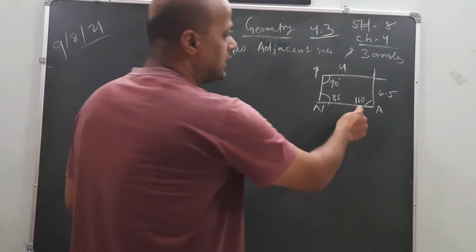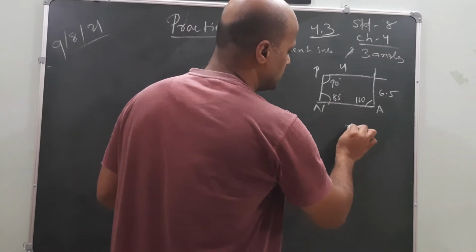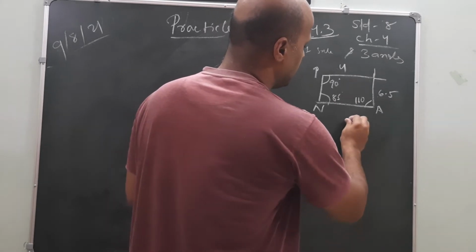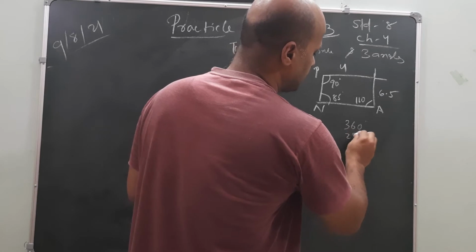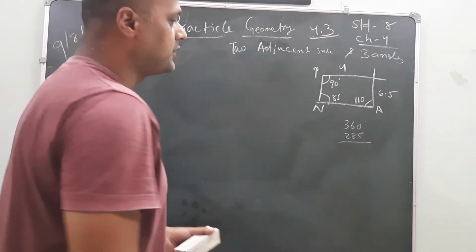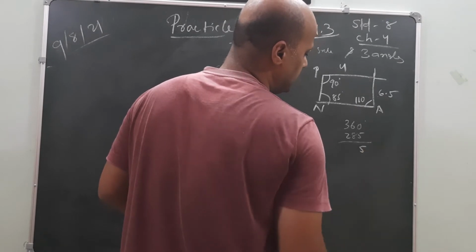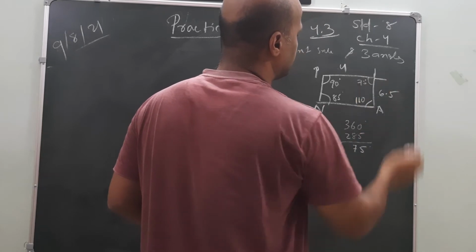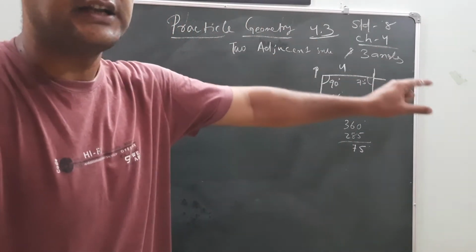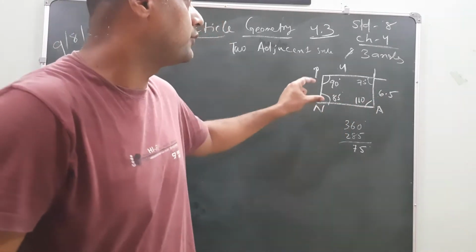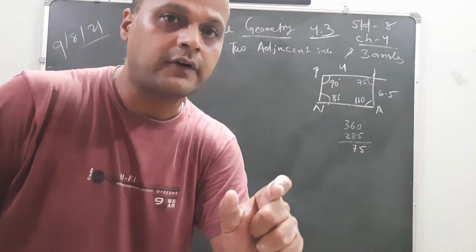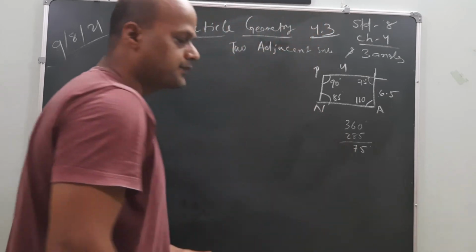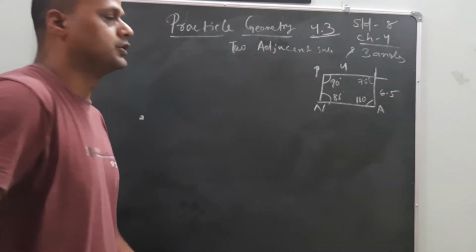How much? 110 plus 90 degree. How much? It is 200. Plus 85 degree. How much? 285. 285 is subtracted from the 360 degree. How much it will be? 75 degree. Now this angle will be 75 degree. Now all the angles we get. Okay, if the question is given in this manner, then you have to find out the interior angle first. Otherwise you will get confused. Okay, so this is the answer.